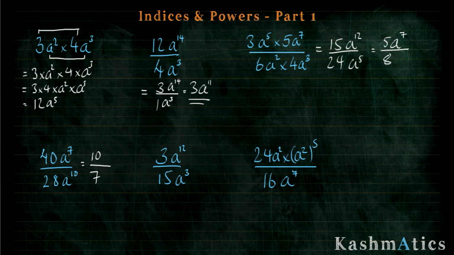Now look at the power of a. There's actually more on the bottom than there are on the top, and there's 3 more on the bottom compared to the top. So I'd say a to the power 3 on the bottom. Okay, so you have to decide whether they end up on the bottom of the fraction or on the top.